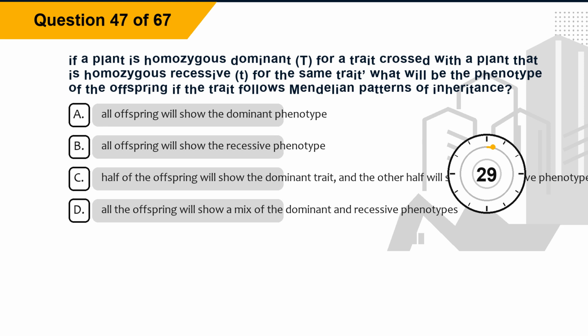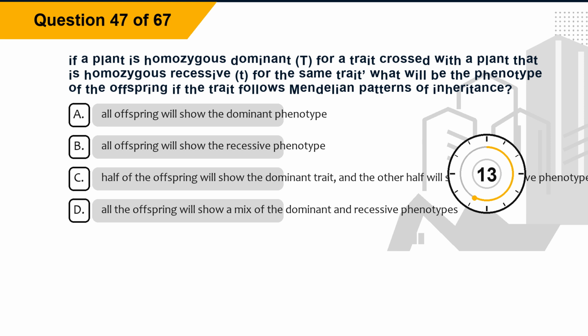Question 47. If a plant is homozygous dominant, TT, for a trait crossed with a plant that is homozygous recessive, tt, for the same trait, what will be the phenotype of the offspring if the trait follows Mendelian patterns of inheritance? Option A, all offspring will show the dominant phenotype.